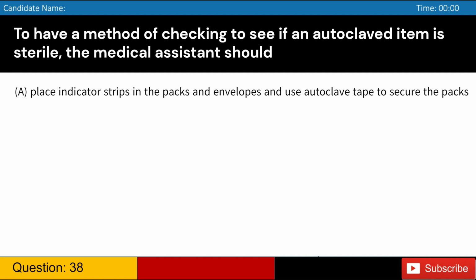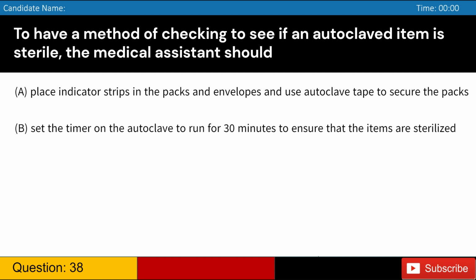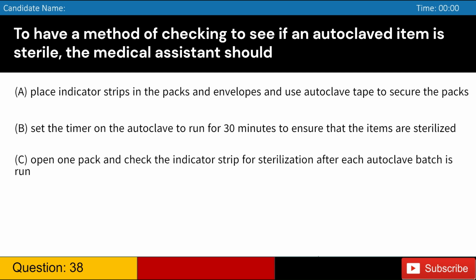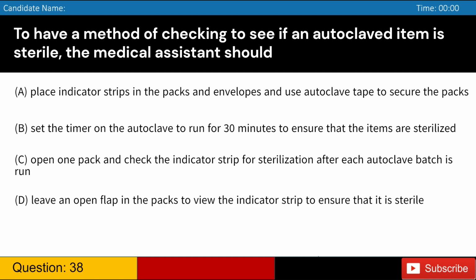Place indicator strips in the packs and envelopes and use autoclave tape to secure the packs. B. Set the timer on the autoclave to run for 30 minutes to ensure that the items are sterilized. C. Open one pack and check the indicator strip for sterilization after each autoclave batch is run. D. Leave an open flap in the packs to view the indicator strip to ensure that it is sterile.